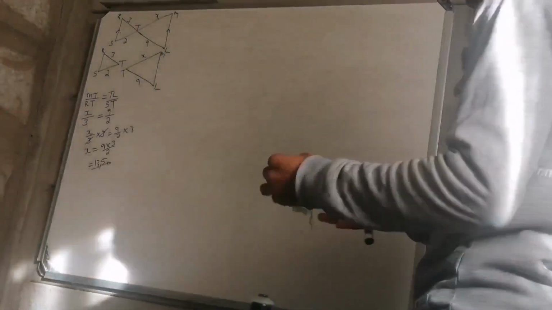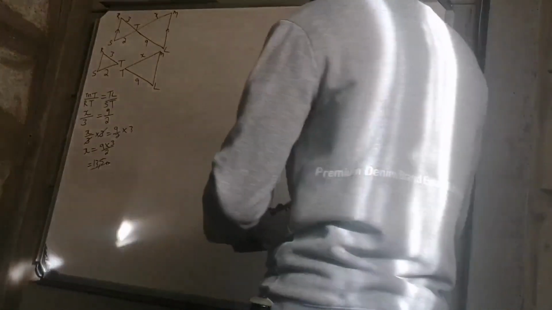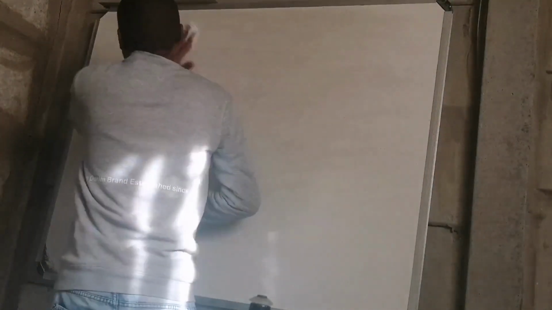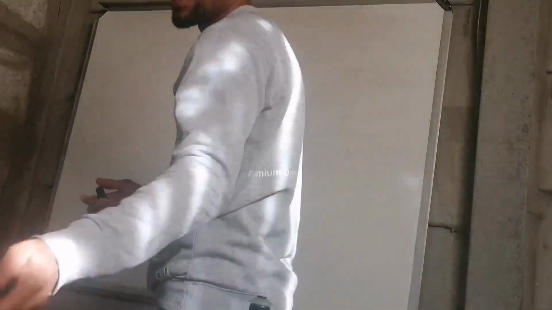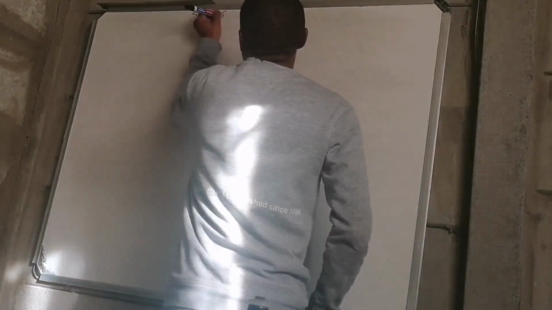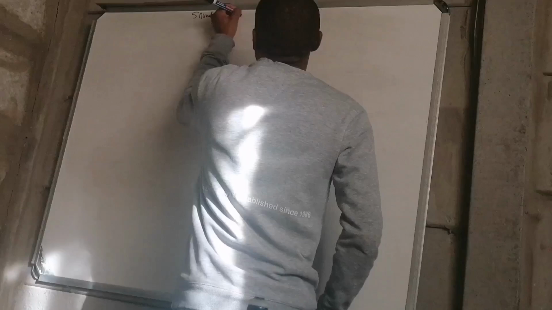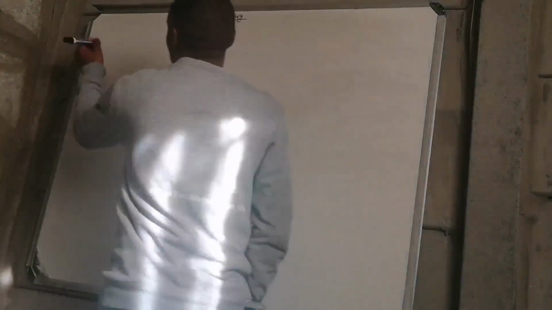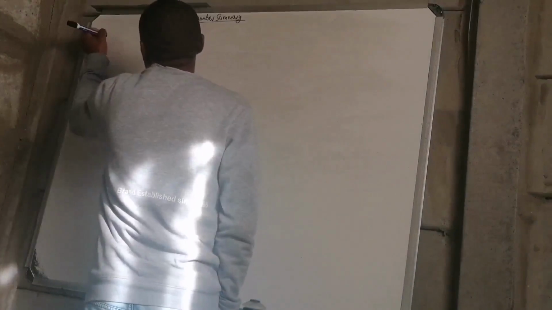Right. What do we work with? The five number summary. We talk about the five number summary. Then we talk about the mode.